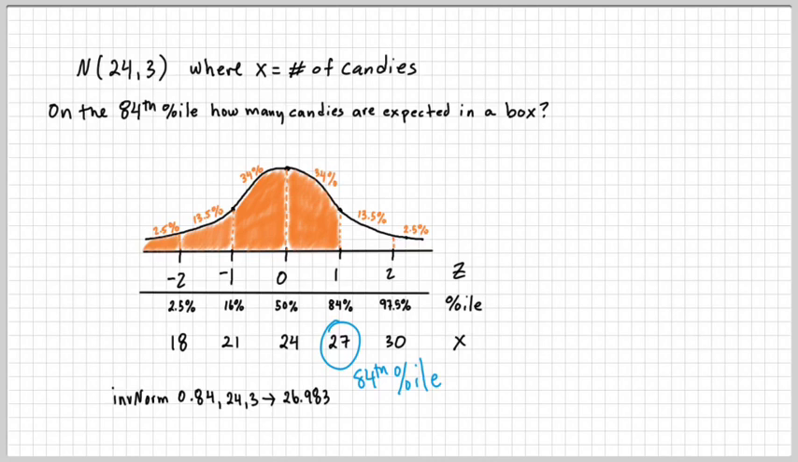Now, let's try this app here. Okay, I tried the app, it didn't work. That's all right. On your calculator, you hit second vars for distribution, and you look for, I think it's the third button, inverse norm. You put in 0.84, 24 and 3, and it gives you the answer. So on the 84th percentile, you're expecting about 26.983 candies.